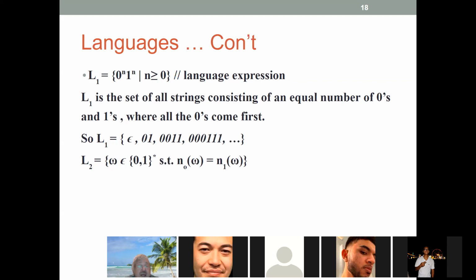All right, so L1 is a set of all strings consisting of an equal number of zeros and ones, but you got to promise me all the zeros come first. So L1 contains epsilon, 0 1, 0 0 1 1, and I refuse to say the next.